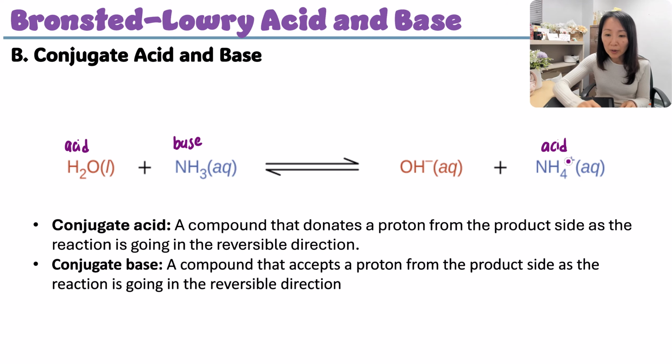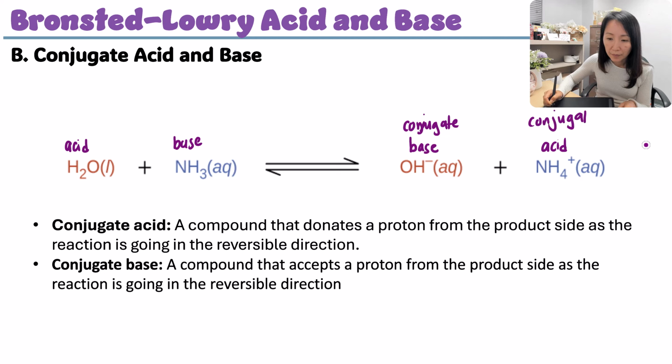That means when it's going in the reverse direction, this would be the base because it's going to eventually accept the proton from the ammonium and form back into water. But to distinguish the reactant side from the product side, on the product side, we add the word conjugate. On the left-hand side, the reactant side, we don't write the word conjugate.